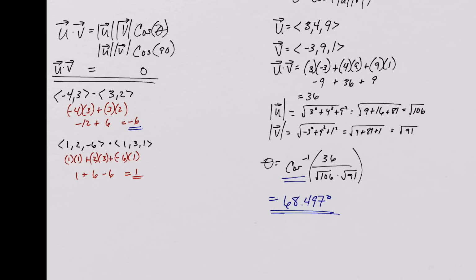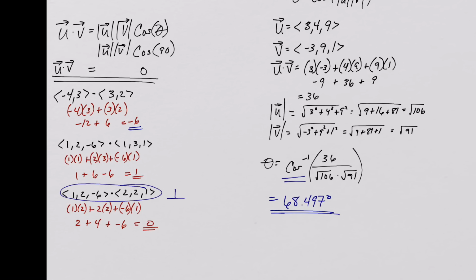I'm going to write up one last example. Now we've got the same first vector, 1, 2, negative 6, dotted with the vector 2, 2, 1. When we take the dot product here, we've got 1 times 2 plus 2 times 2 plus negative 6 times 1. When we simplify that, we get 2 plus 4 plus negative 6, which equals 0. So we know that these two vectors are in fact orthogonal.